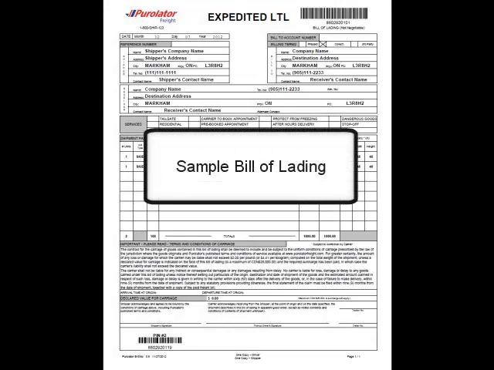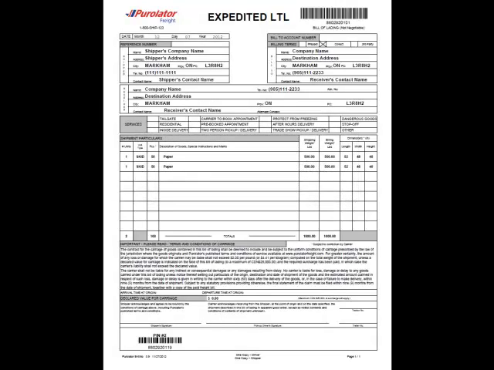Here is a sample of the bill of lading. It will be printed in 2 copies, one for the Purolator driver and the second one for the shipper to keep. The bill of lading is a legal document between the shipper of a particular good and Purolator Freight detailing the description, quantity, and destination of the good being transported. The copy for the driver will be used for billing purposes.